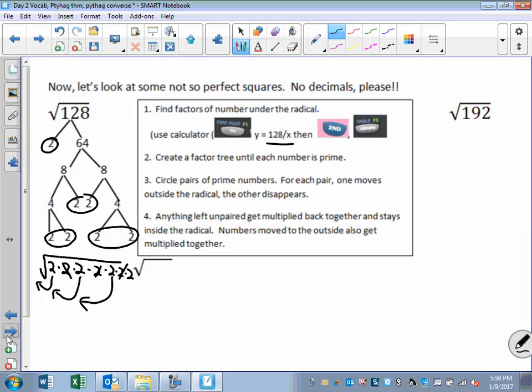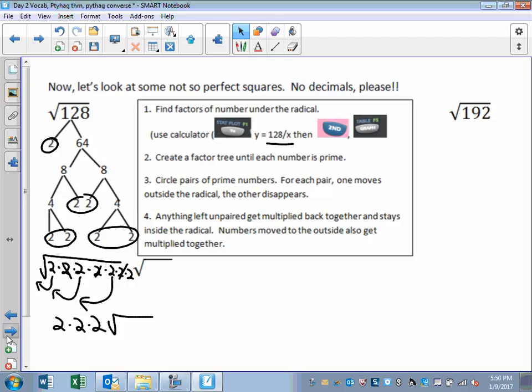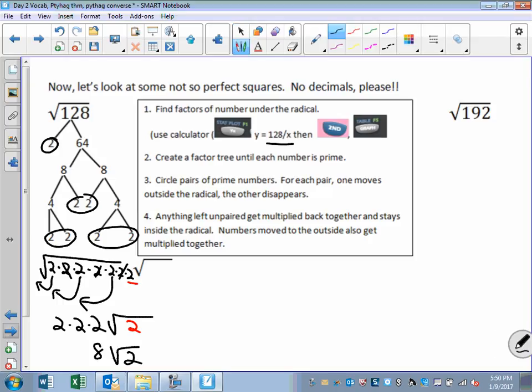And then if one doesn't have a pair, that's what's going to be left in the radical. So if we go outside, we did it 3 times, so we have 2 times 2 times 2 radical. And then we have this one, which didn't have a pair, so that's just left in there. So 2 times 2 times 2 is 8. So that's going to give us 8 radical 2. And it's just as simple as that.